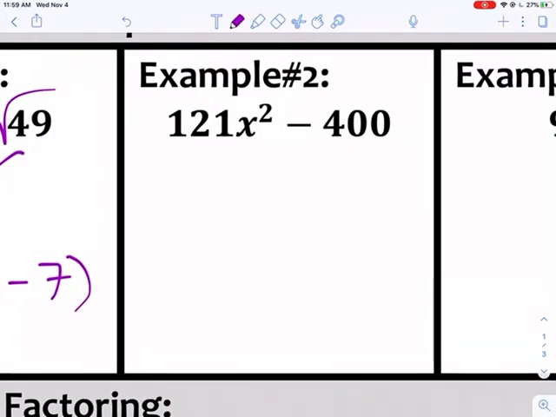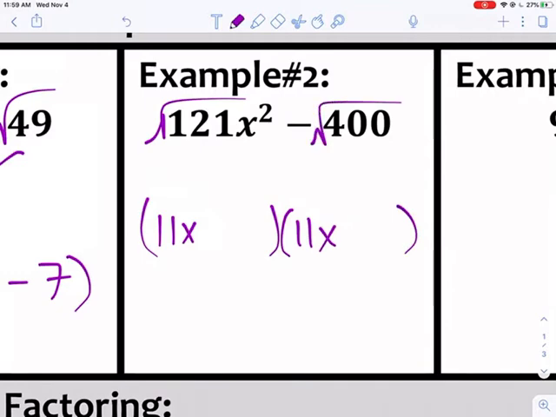So when I look over at this one, I see, again, an x squared with a perfect square and a perfect square. You can see them on your list on the right with a minus sign. If it's not a minus sign, you cannot do this. All right, so I'm going to take the square root here and get 11x in both first positions. And then I'm going to take the square root of 400, and I'm going to get 20 in both second positions, 1 plus, 1 minus. It does not matter which.